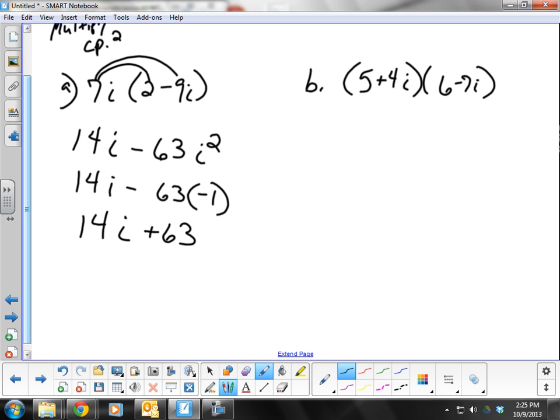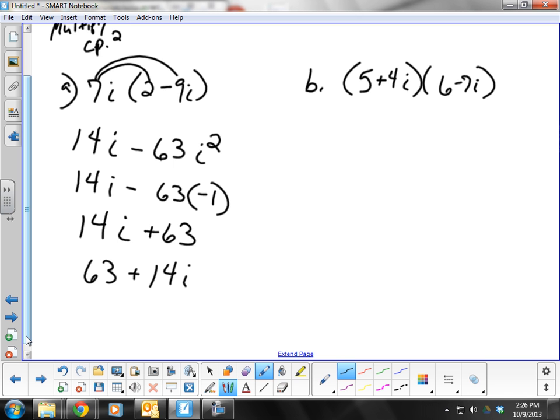Now that's not in standard form, because I need the i part to be last. So I need the 63 plus 14i. Good work. You're done with that problem. Nope.